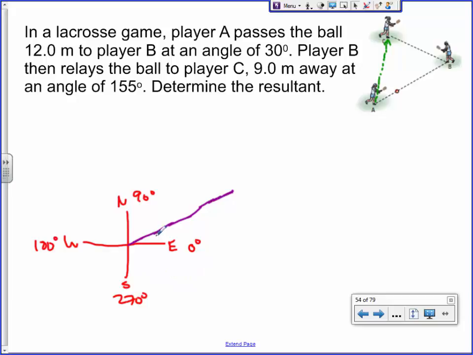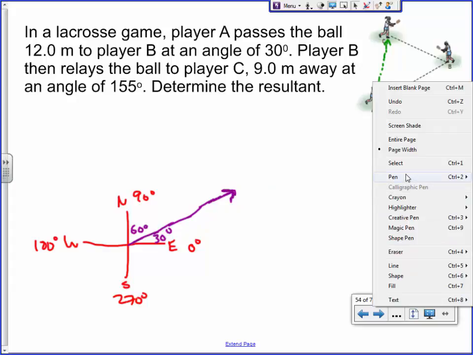And the 30-degree symbol would be right there. What would this angle right here be then? Yeah, 60. So if it was useful, I could write that in as a 60. Again, if it's useful. Okay. So that is our first direction, going from A to B right here.